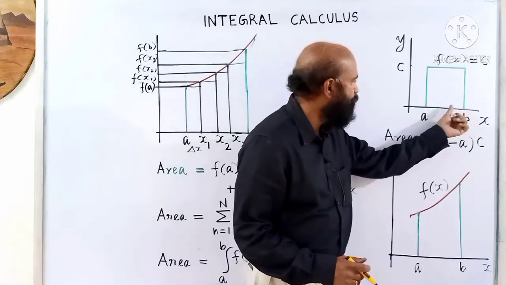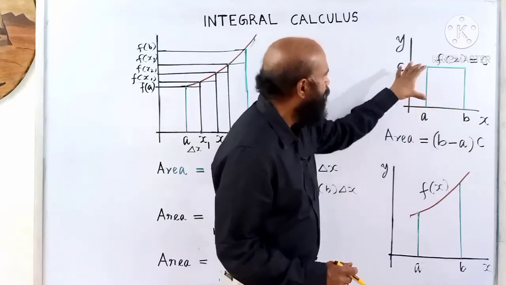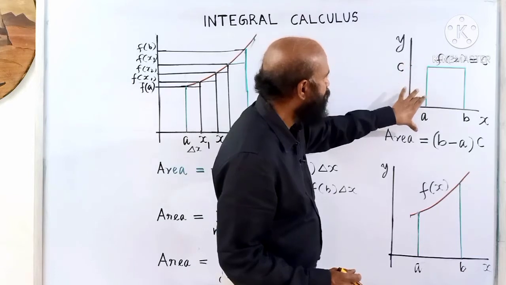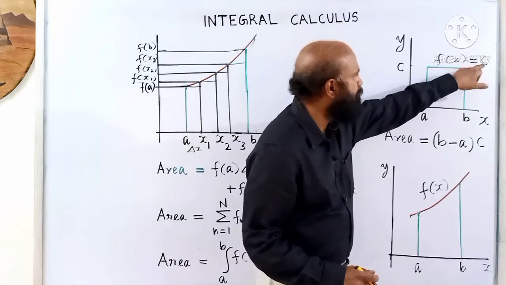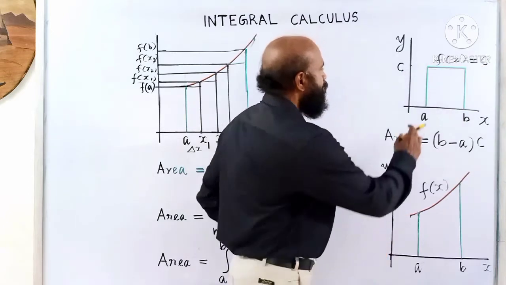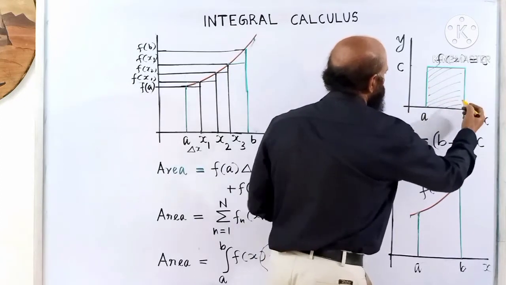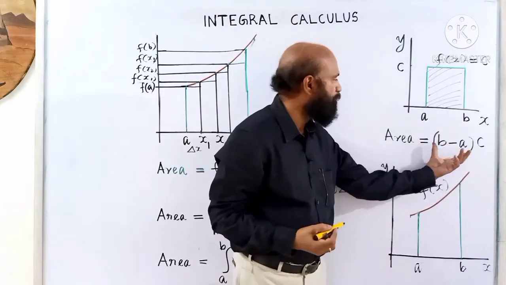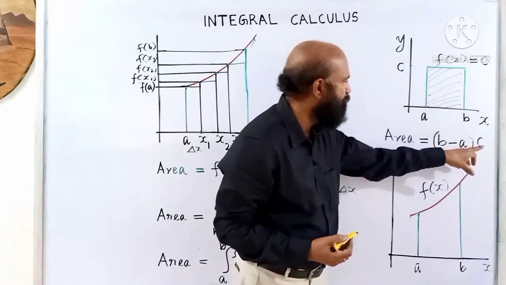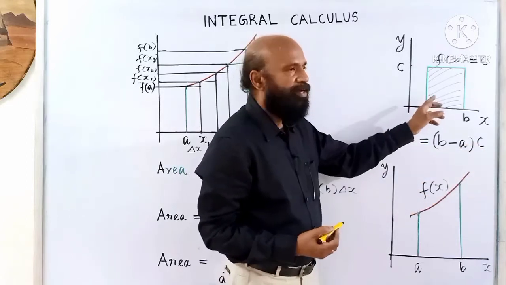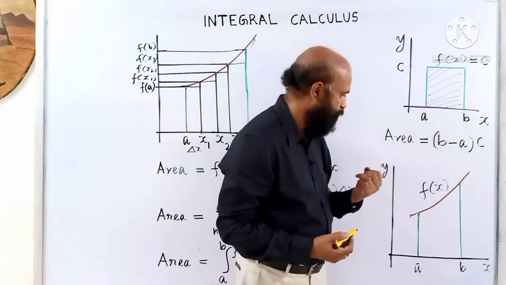Here B, here A. So this length is B minus A. And the y coordinate, here it is C. That means f of x is C, it's a constant. So the area of this rectangle is length into breadth. So this is B minus A, then this C. So the area of a rectangle we can easily find.